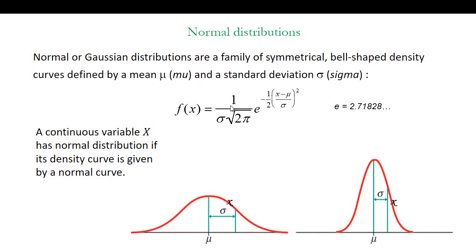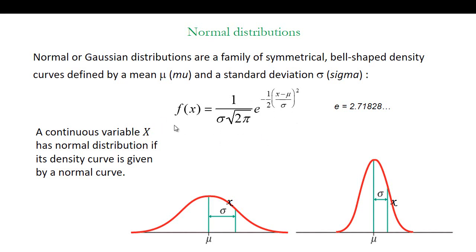The PDF, the density function for Gaussian distributions, has the following form. It's 1 over sigma root of 2 pi times e to the negative half times x minus mu over sigma, squared. Here e represents the number 2.71828 dot dot dot. So this is an exponential function that gives us the PDF, or the density function, for Gaussian distributions.